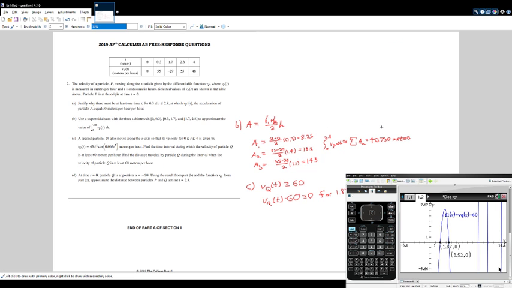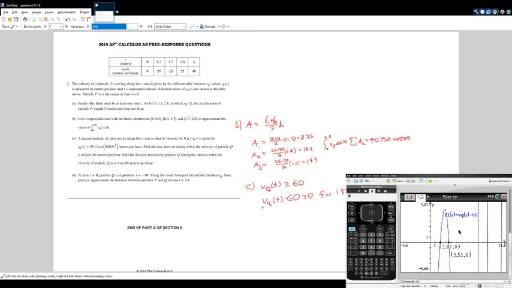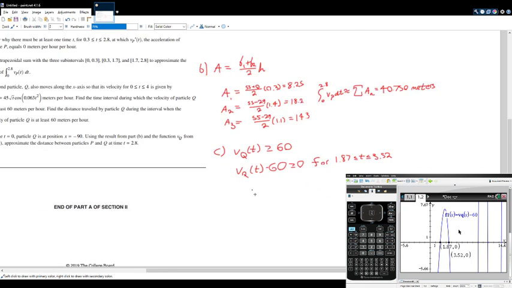And it says, find the distance traveled by particle q during the time interval. The velocity of particle q is at least 60 meters per hour. So it says distance traveled, and the distance traveled here is the same as displacement because it's never changing direction, because vq of t is always positive on this interval, right? So simply integrate vq of t over this interval.